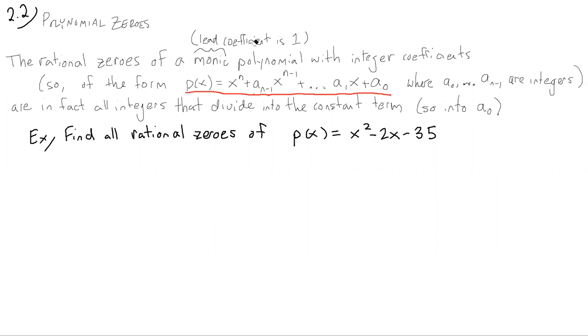So what we've got here is a second degree polynomial. P of x is x squared minus 2x minus 35. And what we're going to be able to do here is actually find all the rational zeros of this. And we should see that it's consistent with this theorem. So we can actually solve this by factoring. And if you remember, for these ones, these are the monic ones where the lead coefficient is 1. The technique's a little bit easier.